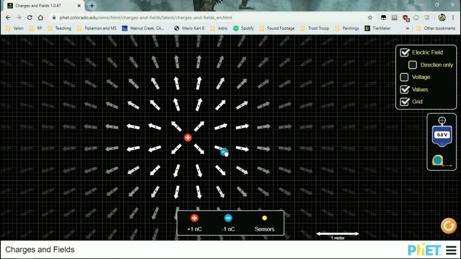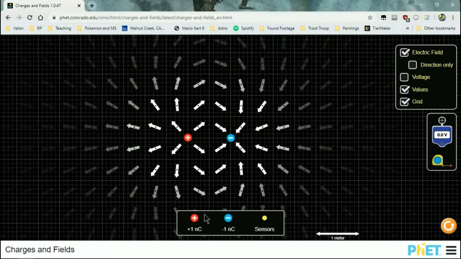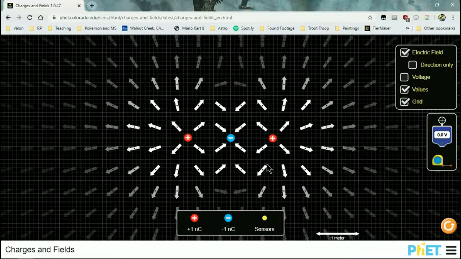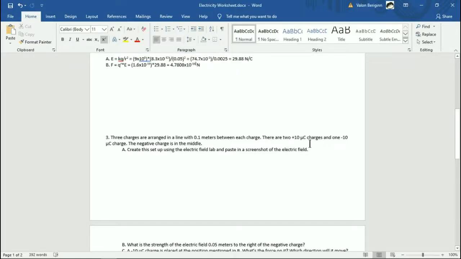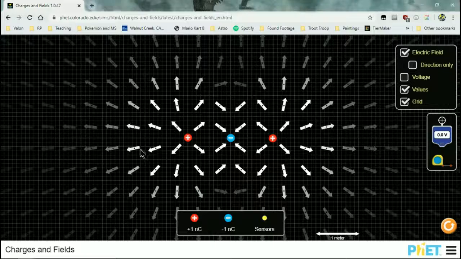So if anything, I'm just going to be super lazy and just do 1 there, and 1 there, right? Because if you think about it here, it's plus 10, minus 10, and plus 10. The negative's in the middle. So they're all the same, right? The strength of the charge is all the same. So this is equivalent, basically.